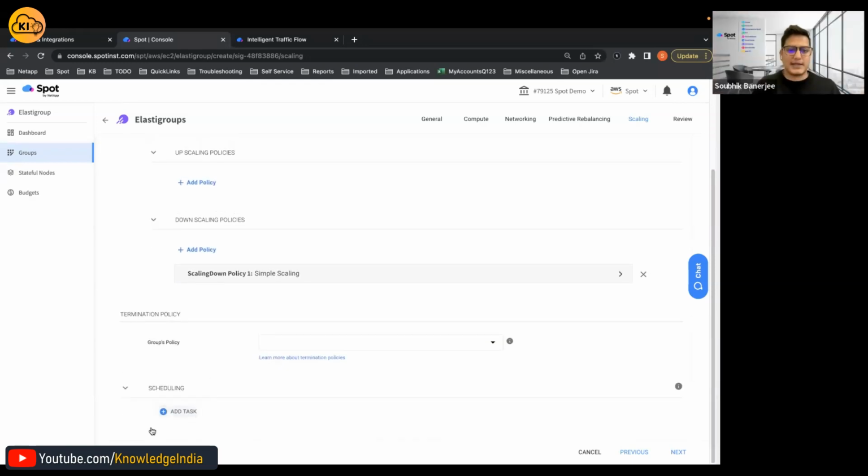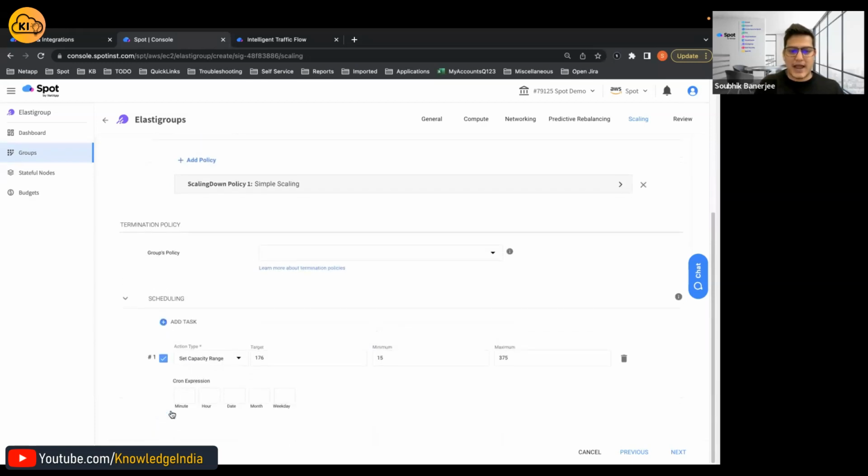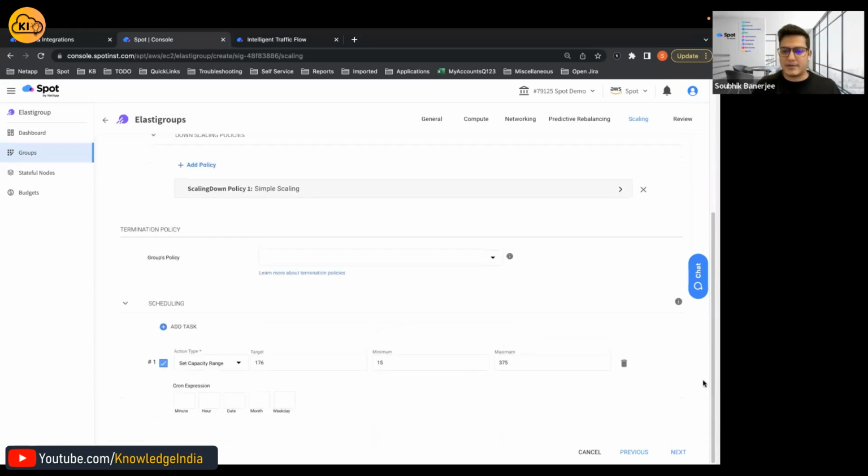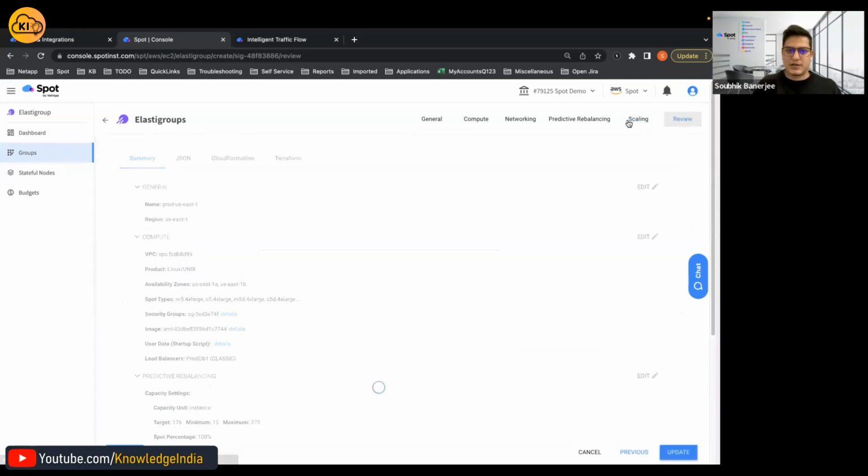Yes, correct. So basically, with the scheduling in the add task, you can define at what point in time this task should be running, right? So if you want, you can provide this. It comes with a normal cron expression, and at this particular cron expression, you can schedule it to run. And last but not the least, basically when you go to the review page, right?